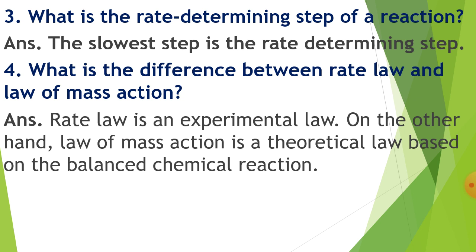Fourth question: what is the difference between the rate law and the law of mass action? So your answer is, rate law is the experimental quantity, that is, an experimental law. But on the other hand, law of mass action is a theoretical law based on the balanced chemical equation. This law of mass action you studied in class 11 chemical equilibrium. So again, rate law is an experimental law, but law of mass action is the theoretical law. You can also define it like this.